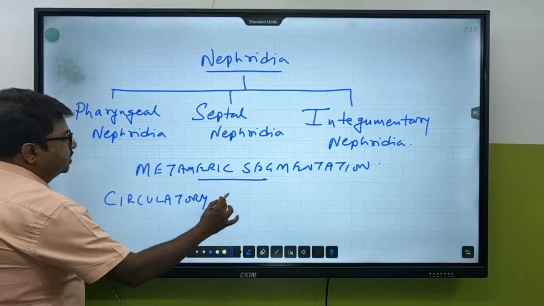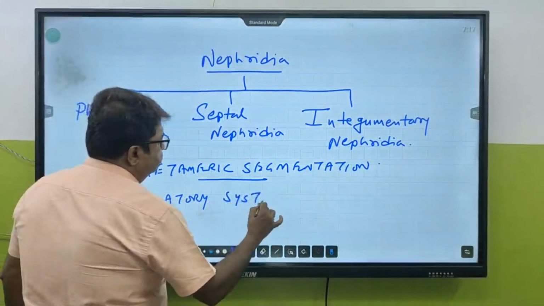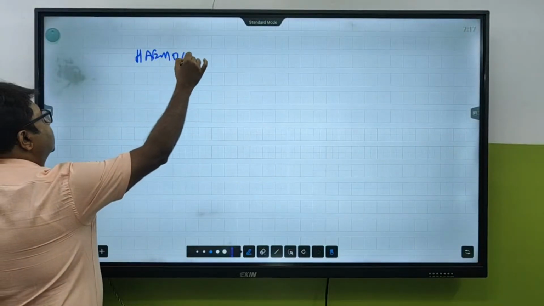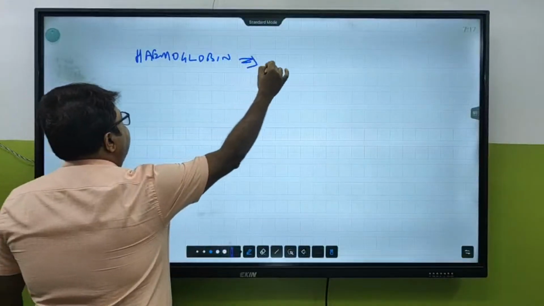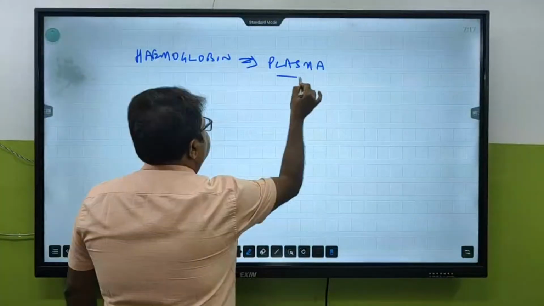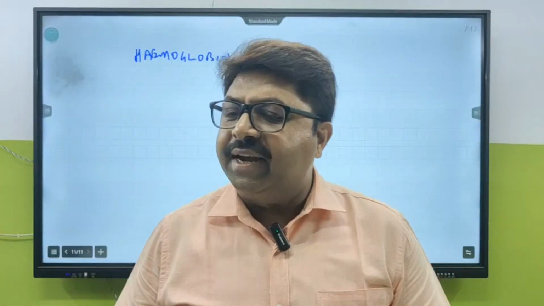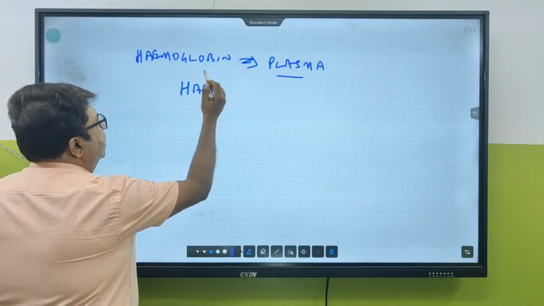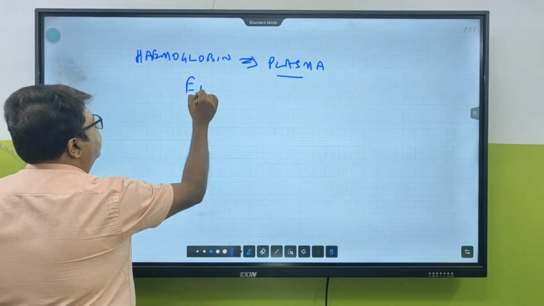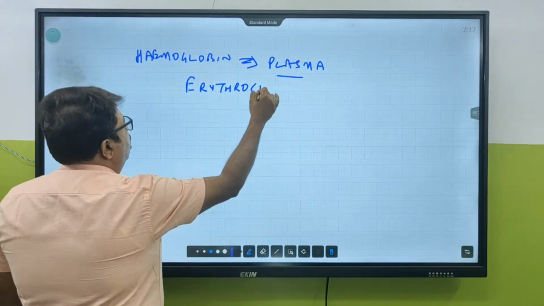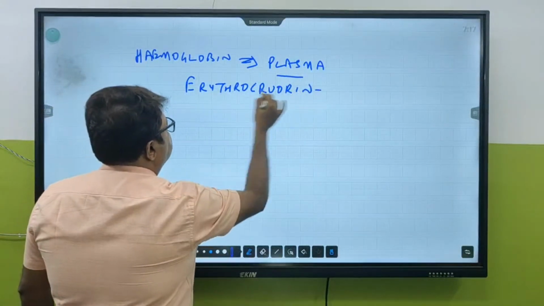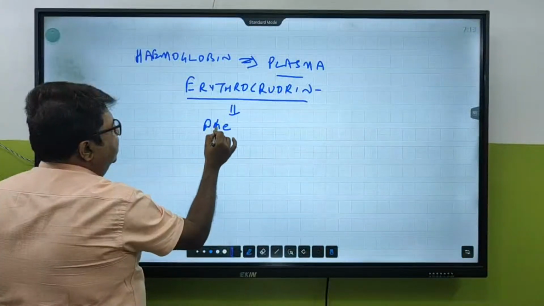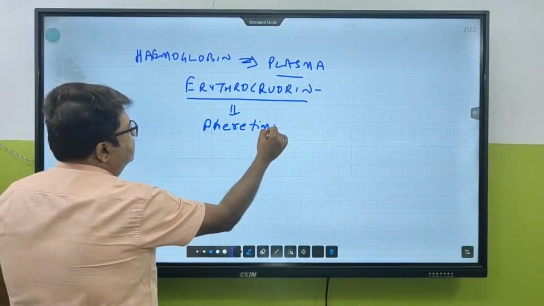Circulatory system. Now, before getting into the circulatory system, let me tell you, they have hemoglobin present dissolved inside plasma. Hemoglobin is red in color. So they have got erythrocruorin, in the normal earthworm called Pheretima posthuma.